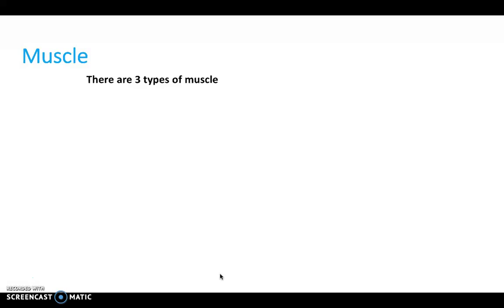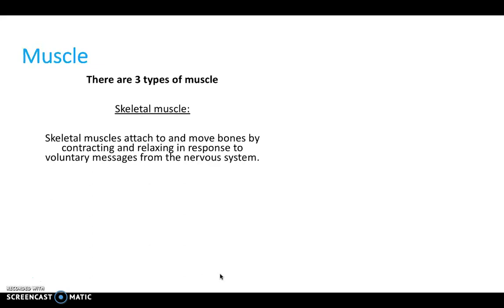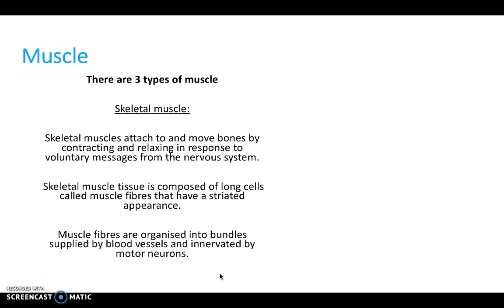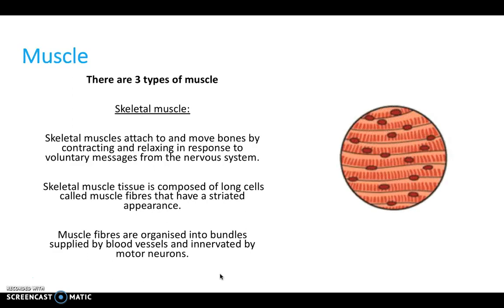Finally, let's think about muscle. There are three types of muscle, as we said earlier in this video. There's skeletal muscle, which attaches to and moves bones by contracting and relaxing in response to voluntary messages from the nervous system. So remember, skeletal muscle is under voluntary control. It's composed of long cells called muscle fibers that have a striated appearance, and it's organised into bundles which are supplied by blood vessels and innervated by motor neurons. So key features of skeletal muscle are that it's striated and that it's under voluntary control.